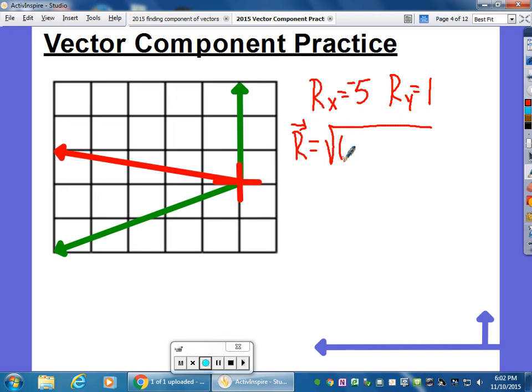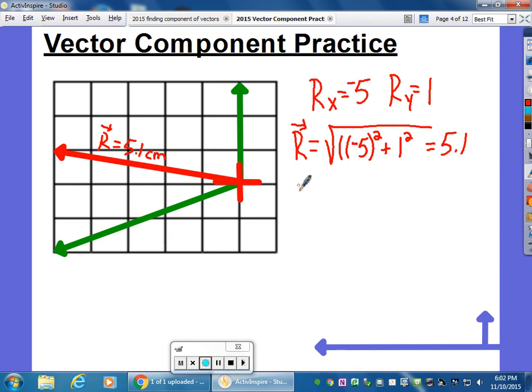Now, in order to put a negative under a radical, which is the square root sign, you have to put the negative in parentheses and then put the square outside the parentheses. So you put a set of parentheses in, the -5 in, close the parentheses, put the square outside the parentheses, and then your radical will do that function for you. And if you do that for this particular one, you end up with a magnitude of 5.1. So the magnitude of this resultant vector right here ends up being 5.1 centimeters.